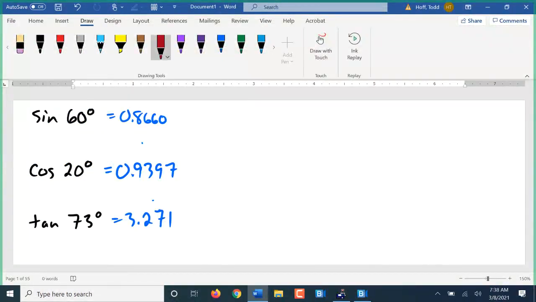Now remember the restrictions on sine and cosine. It had to be between -1 and +1, right? Can't have a sine or a cosine that's less than -1 or larger than +1. Tangent can be any number, from -infinity to +infinity.